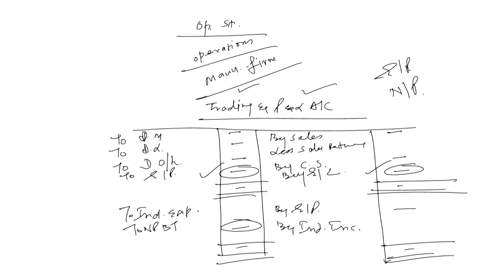So, this statement is enough largely to understand the operating structure of the firm and the financial structure of the firm. Trading account is exhibiting the operating structure or strengths of the firm, and profit and loss account, the lower part, second part of the income statement, is exhibiting the financial structure of the firm.